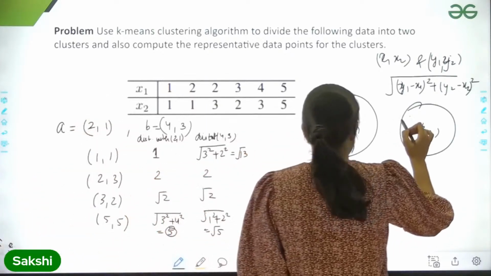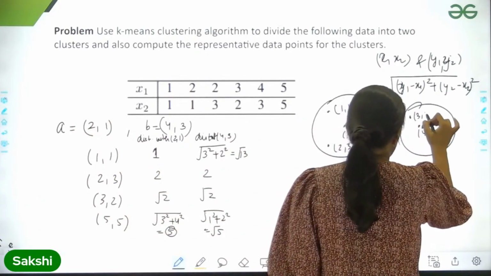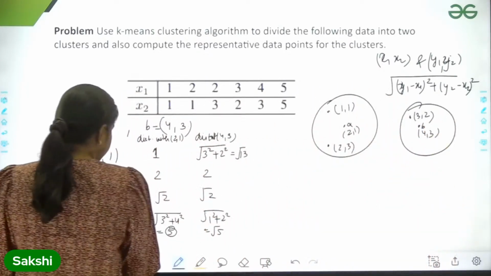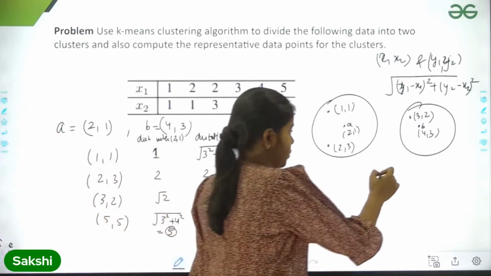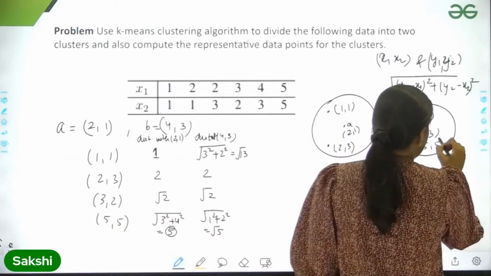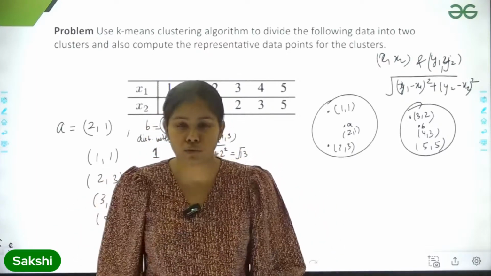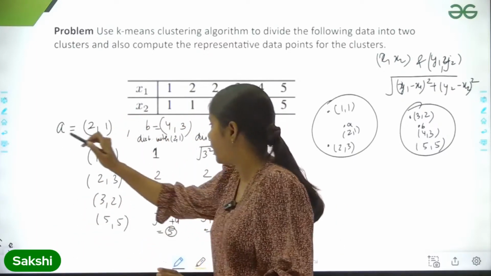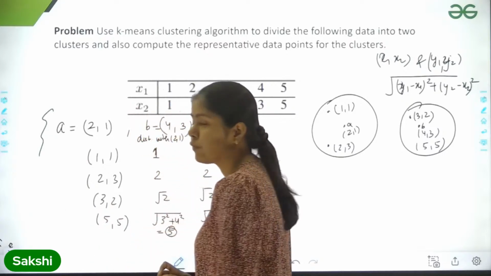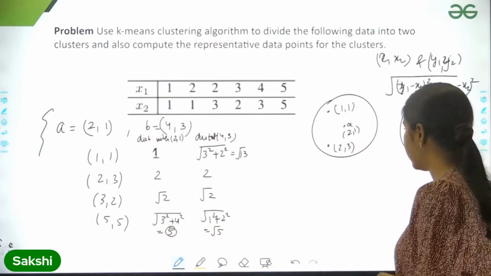So let's suppose I'm considering this 3 comma 2 in the second cluster, and 5 comma 5 is closer to 4 comma 3, so I'm considering it here. So I got two clusters here, but the work is not done. I have to find out a new centroid. The previous centroids I have taken by myself, that is 2 comma 1 and 4 comma 3, right? This is the centroid I have taken.